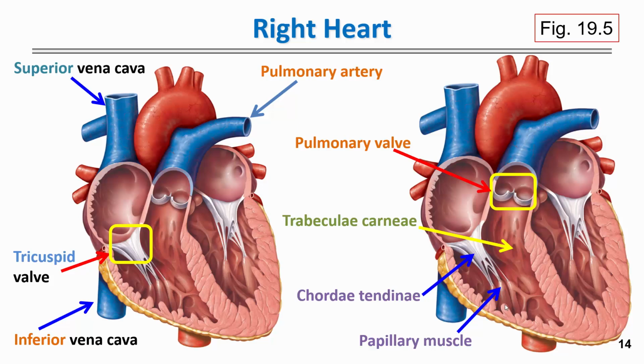called the papillary muscles. So when the ventricles contract, the papillary muscles will also contract and will not open the valve, but will prevent the valve from flipping back up into the atria, both on the right hand side and the left hand side.